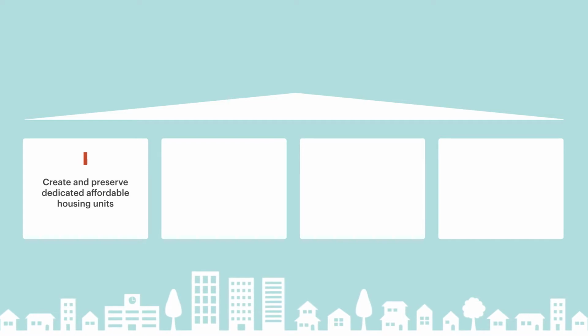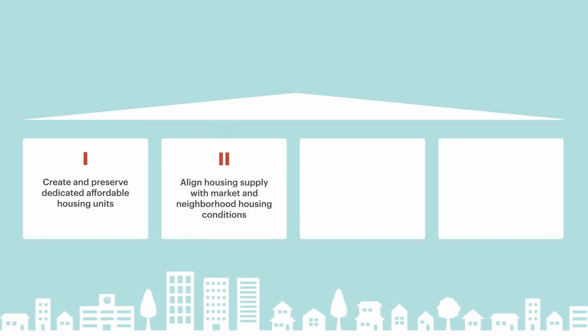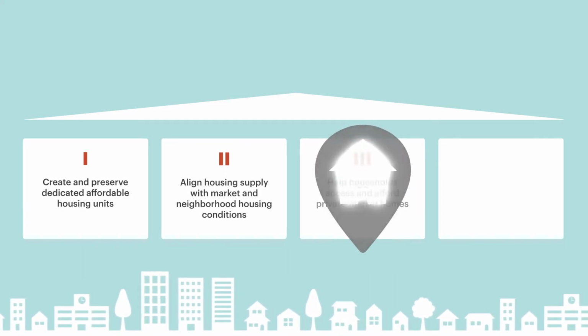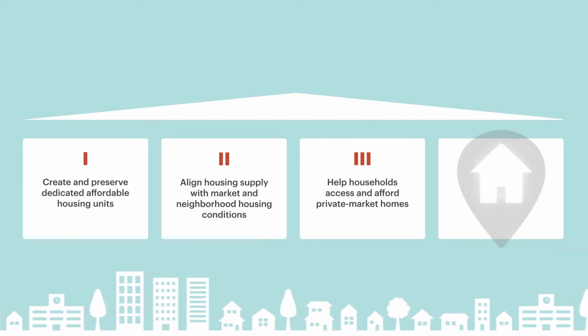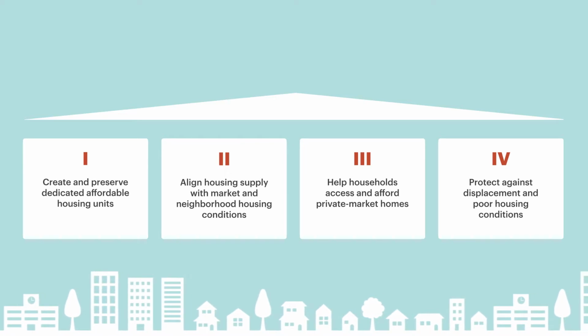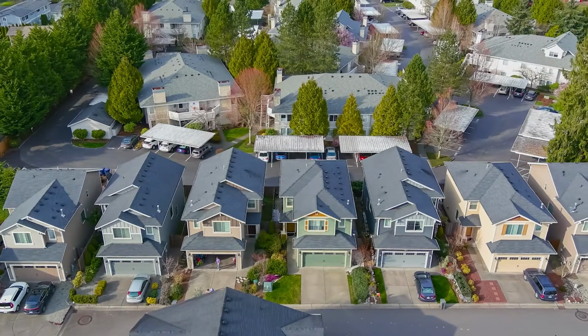The 4 pillars are: 1. Create and preserve dedicated affordable housing units. 2. Align housing supply with market and neighborhood housing conditions. 3. Help households access and afford private market homes. 4. Protect against displacement and poor housing conditions. Let's explore the framework in more detail.